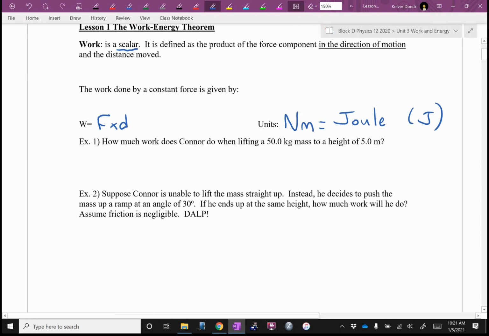How much work does Connor do when lifting? Underline the word lifting. A 50 kilogram mass up to a height of 5 meters. What's this question asking me to find? How much what? Work. Work is force times distance. Let's write that down.